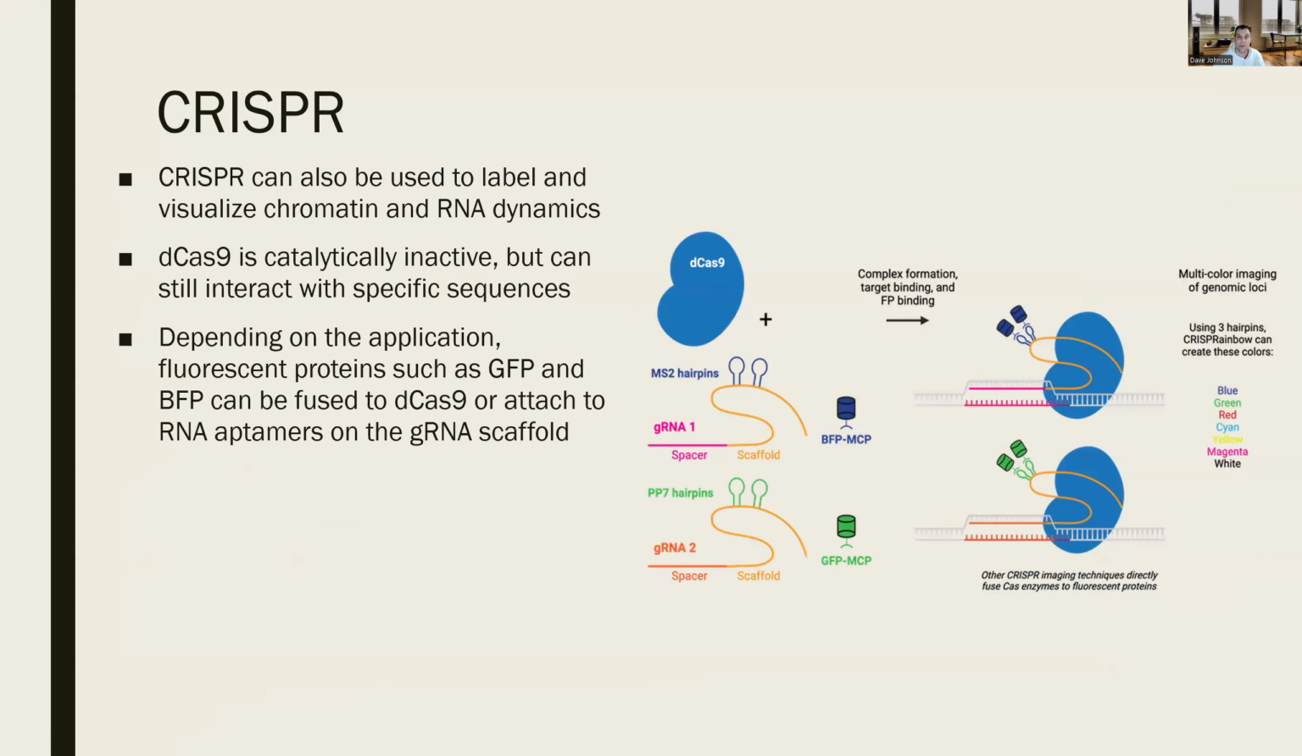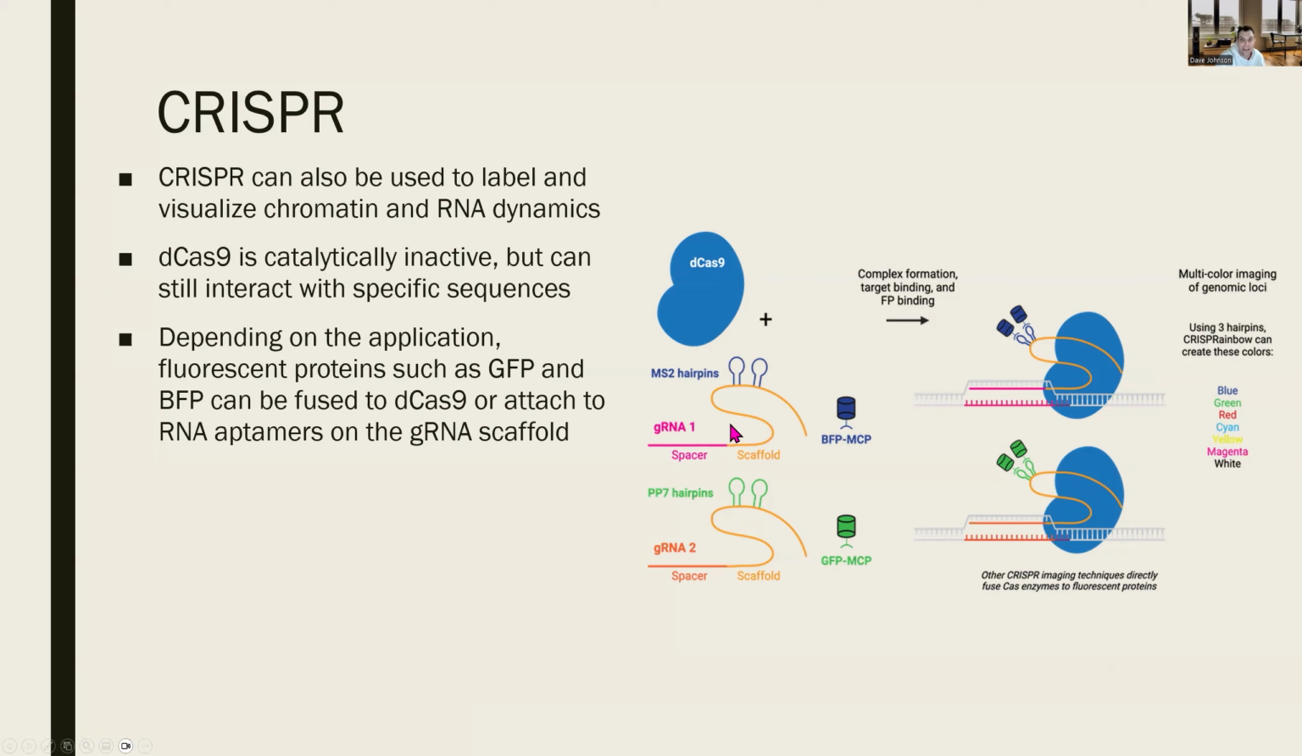CRISPR can also be used to label and visualize chromatin or to visualize RNA dynamics. This is another potential application. To do this, they use something called dCas9. What's interesting about this is dCas9 is catalytically inactive. It cannot cut the DNA. But if you provide a guide RNA, it will still bind to the target sequence. It just won't do anything about it.